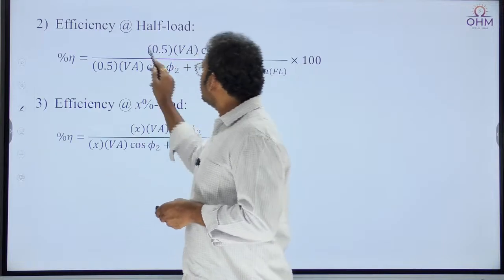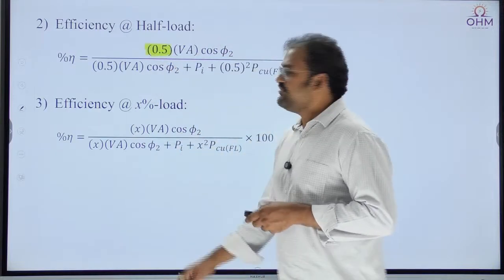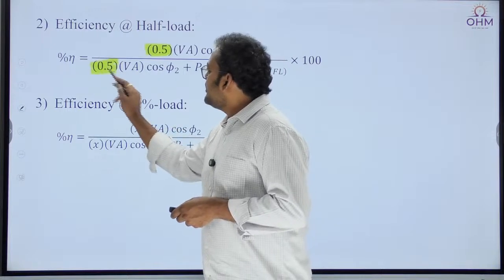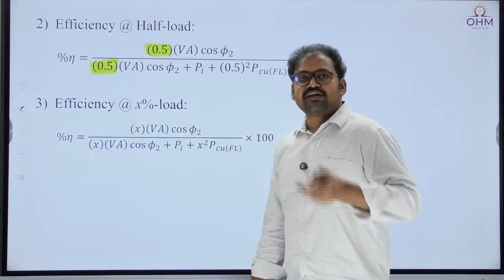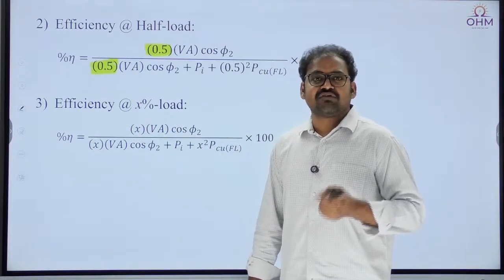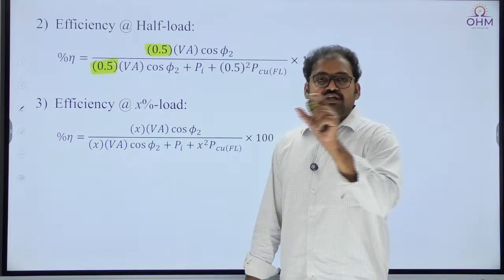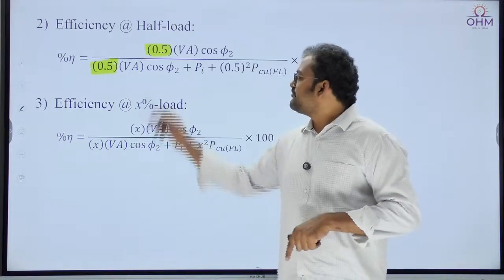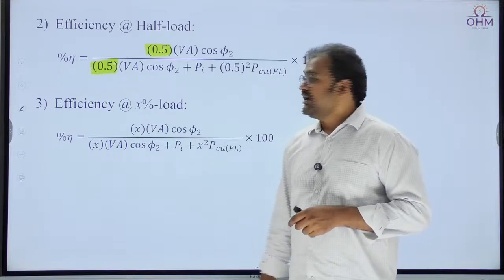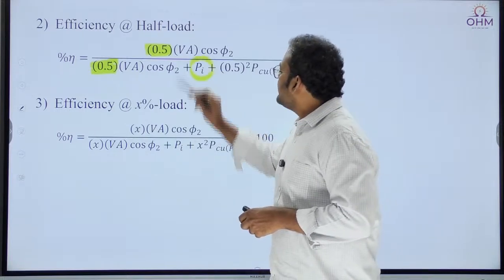Okay, you have to multiply the VA rating with 0.5. Even here also, because half load means voltage becomes half or current becomes half. When current becomes half, the volt ampere power also becomes half. Therefore, we need to multiply with 0.5. But iron loss, you need not multiply with anything.